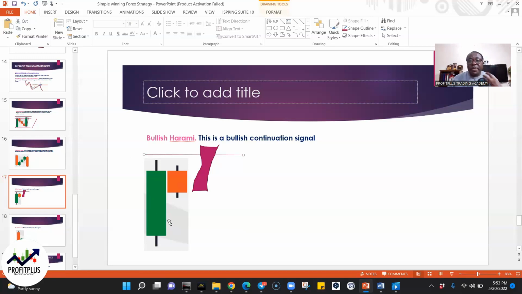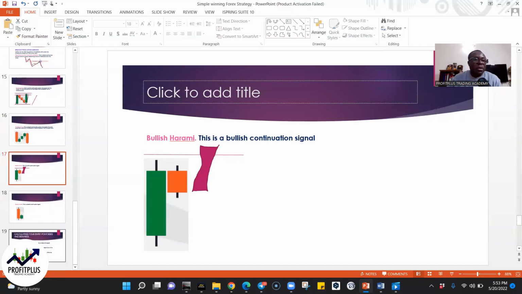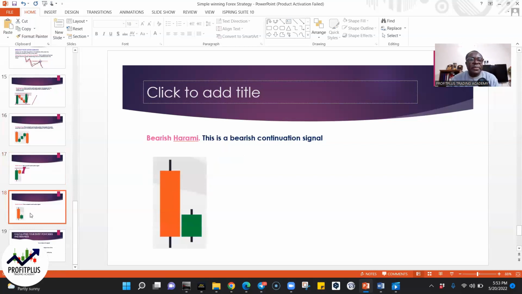At this time, the key turning point area has been broken, and this harami forms. This harami can be what broke it. Price pushing back up in that direction of break should provide you with a trading opportunity. Okay, this is the bullish harami, and here is the bearish harami. The bearish harami is just the opposite of the bullish harami, it is the bearish signal.